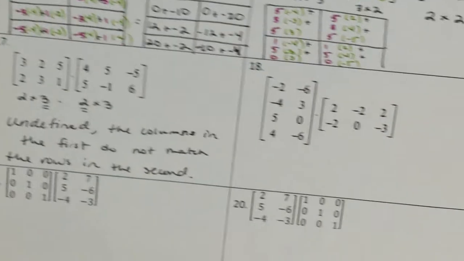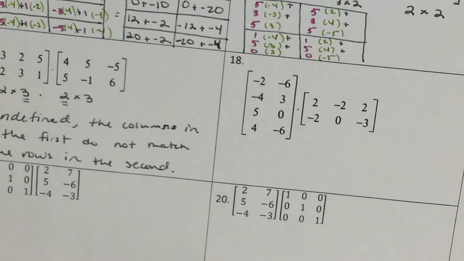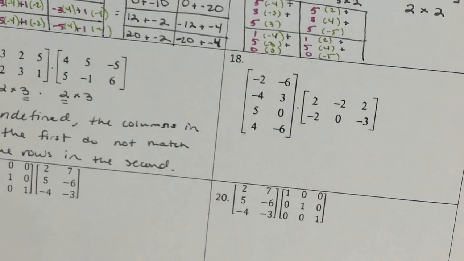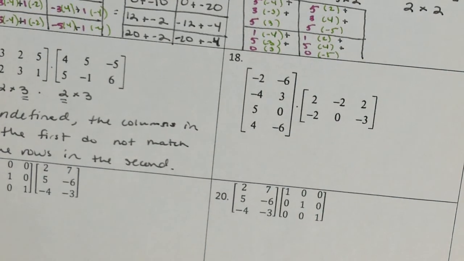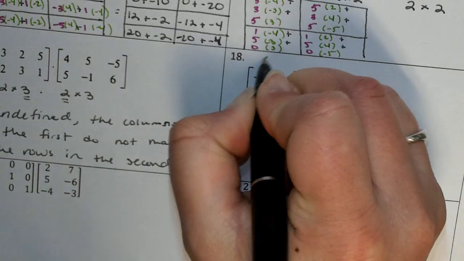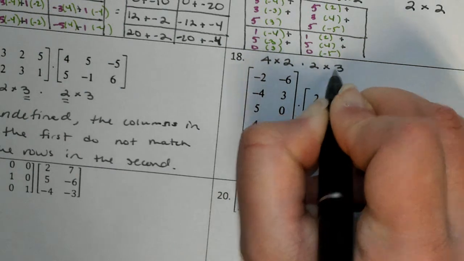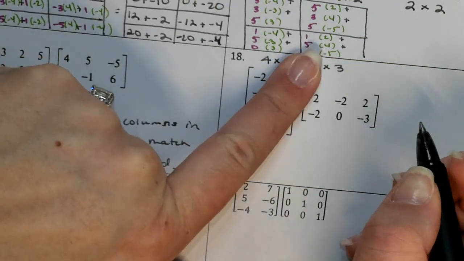All right, how about number 18? Can we do that one? What's our answer going to be for that one? A 4 by 3. So we had a 4 by 2 times a 2 by 3. So our answer has to be a 4 by 3.